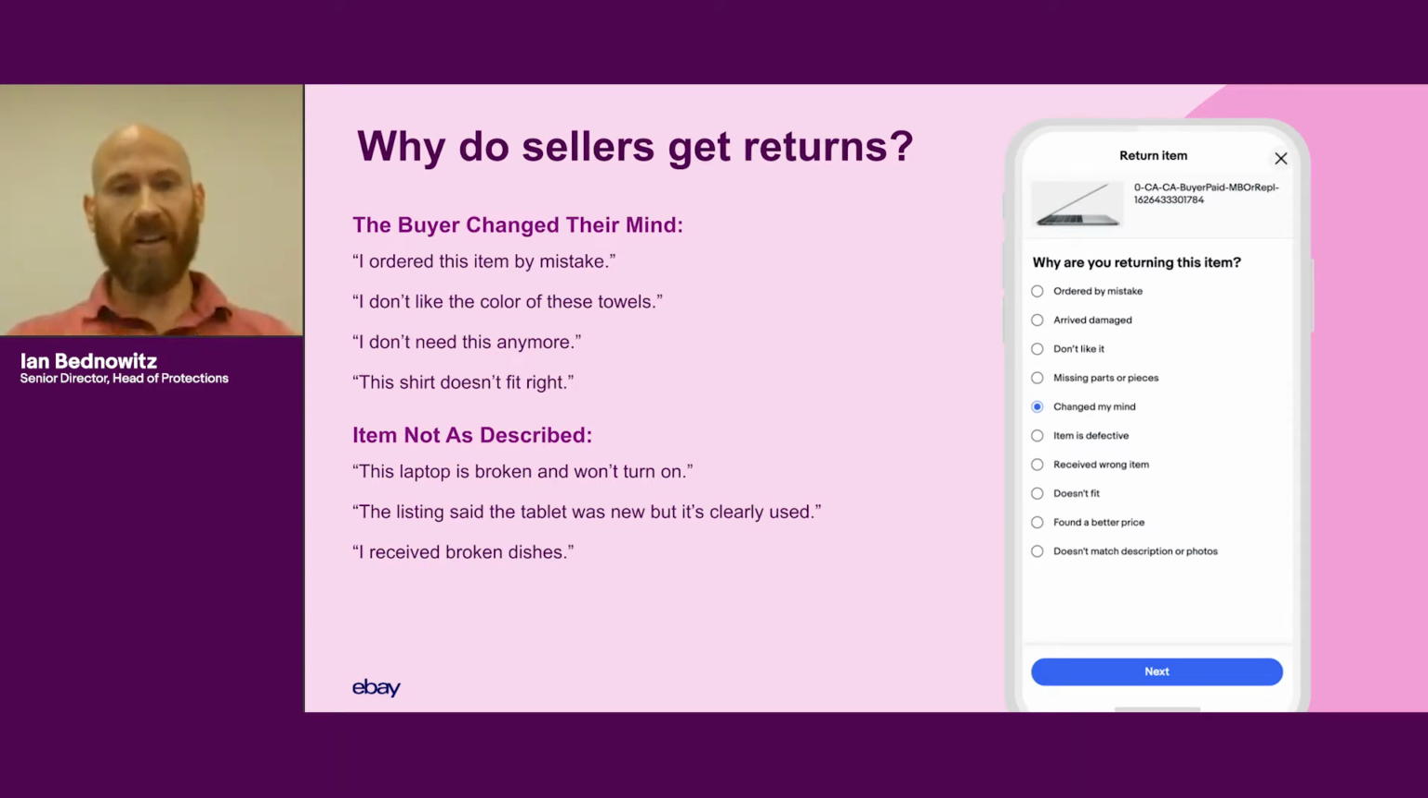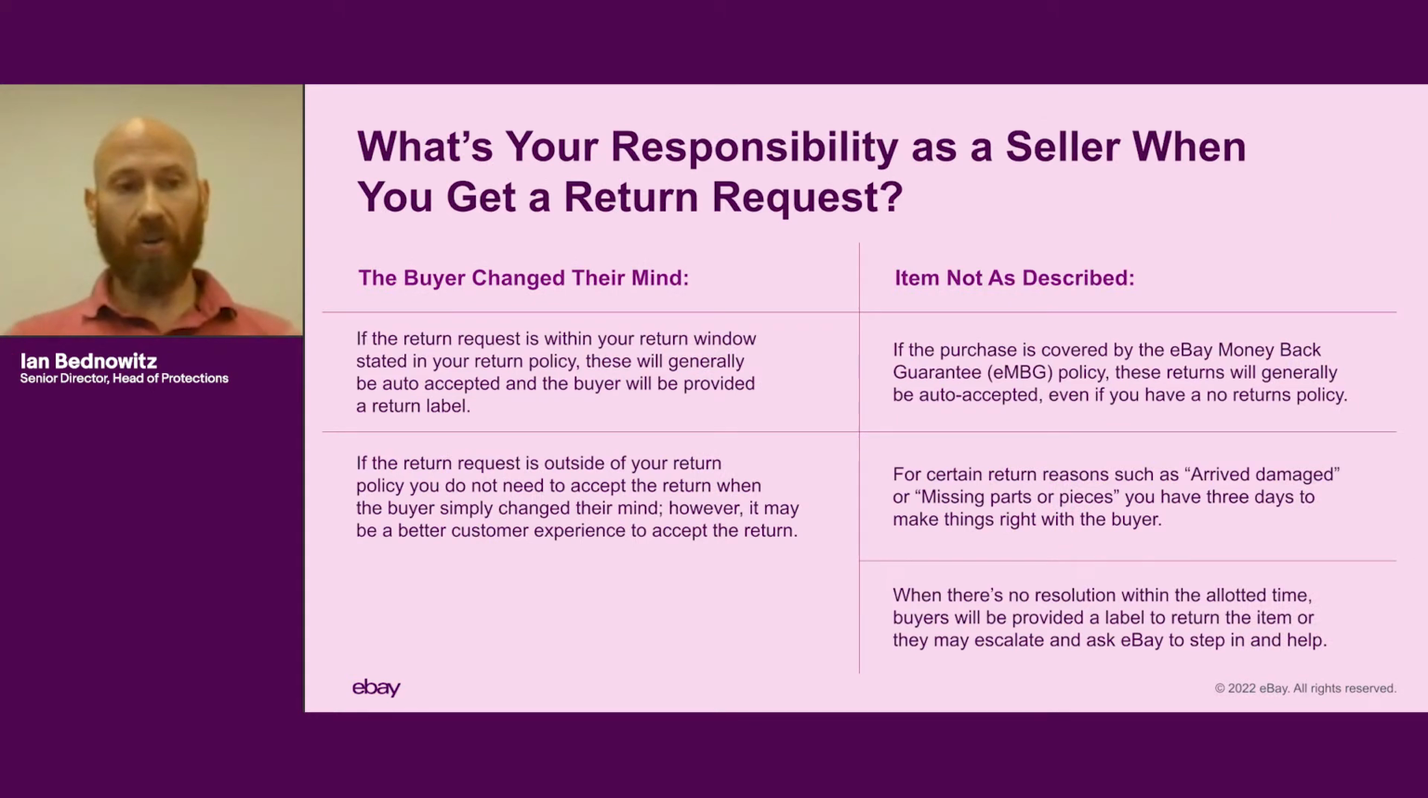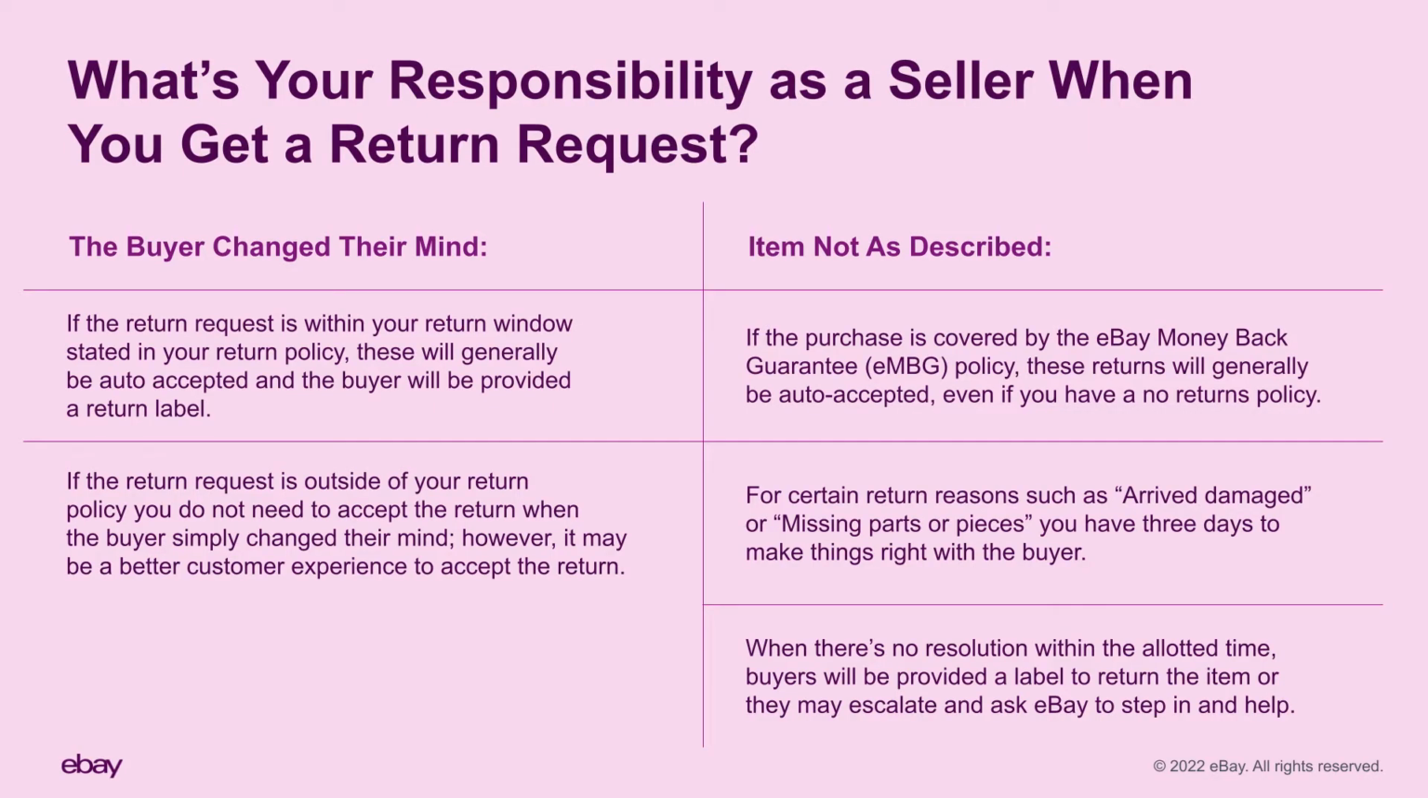Now, the buyer doesn't know the difference between these two types of item or these two reasons, or at least not outwardly. You see on the right, when a buyer is returning an item, we don't ask them, did they change their mind or is it not as described? They just go and pick a reason code there. Now, what are your responsibilities as a seller when a buyer files a return claim? Your responsibilities differ whether the buyer changed their mind or the item isn't as described.